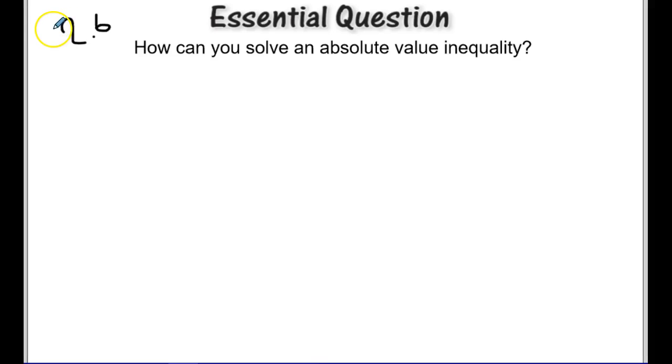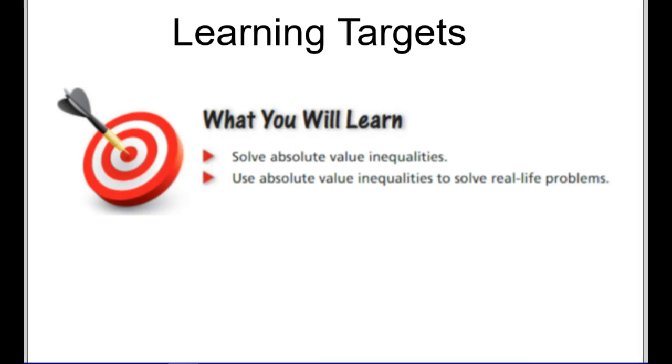Here is section 2.6, and our big essential question is: how can you solve an absolute value inequality? In chapter 1 we looked at absolute value equations, and we've looked at inequalities, and now we're combining those two things here. Our learning targets for today: first we're going to solve some of those absolute value inequalities, and then we're going to use those absolute value inequalities to solve some real life problems.